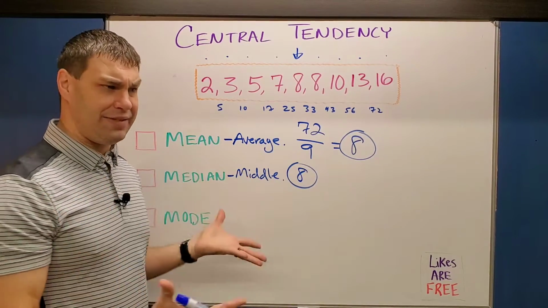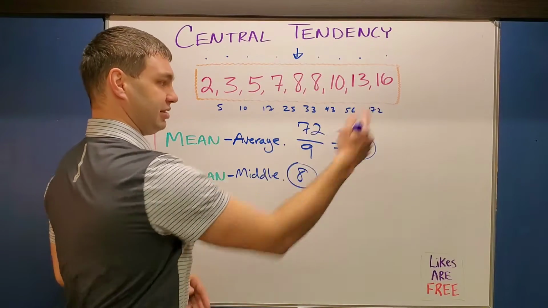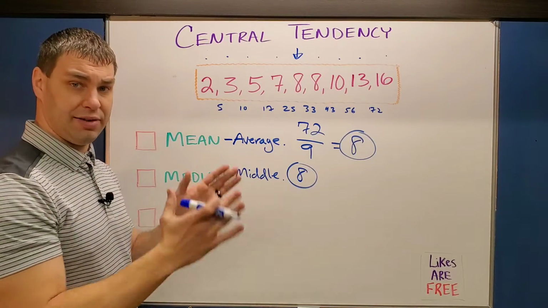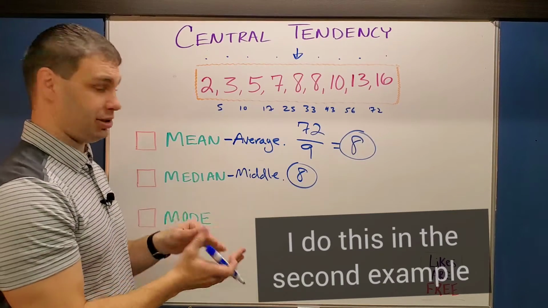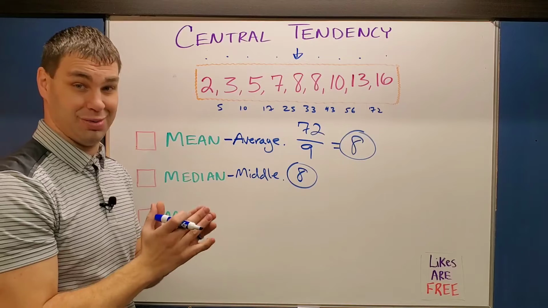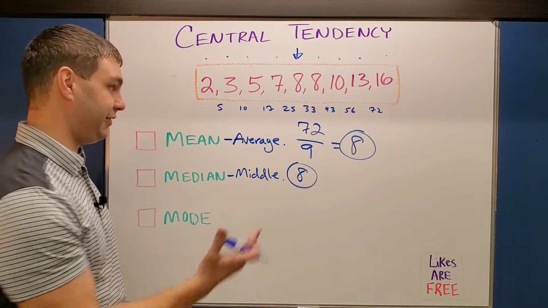Now, what if you have an even number, right? What if I had 10 data points instead of 9? Well, then I'd find my middle two numbers, and then I would take the average or the mean of those two middle numbers. All right, and that's how you'd find the median if it was even.